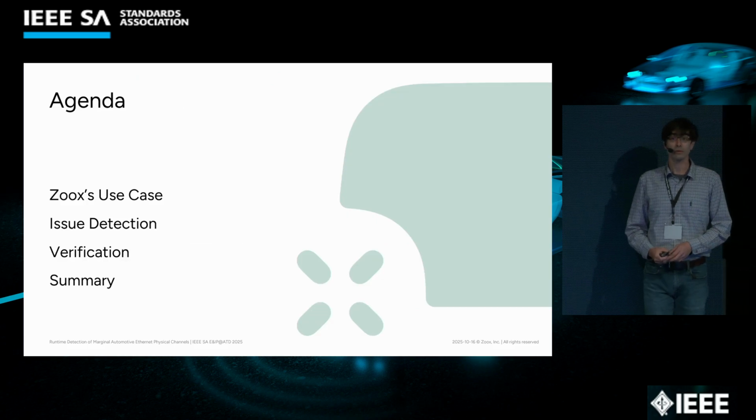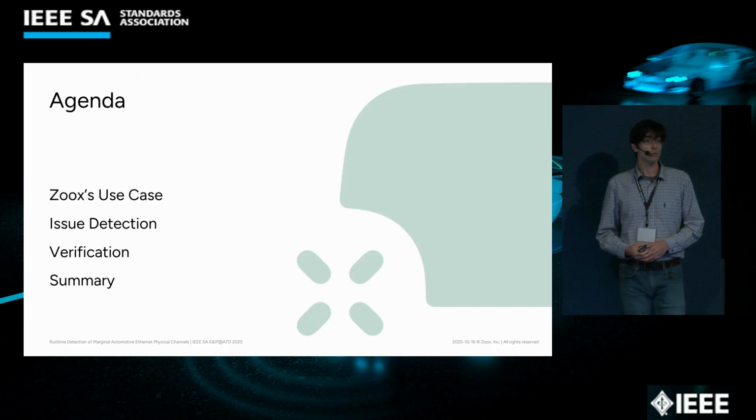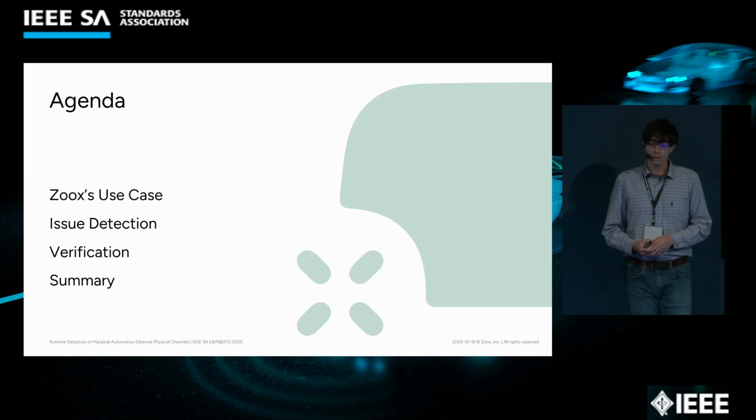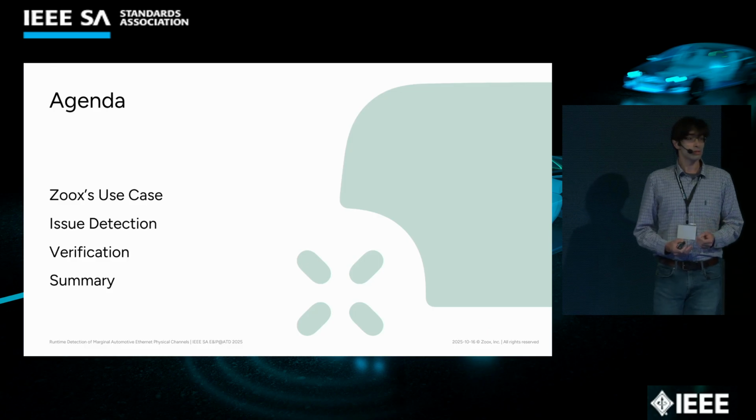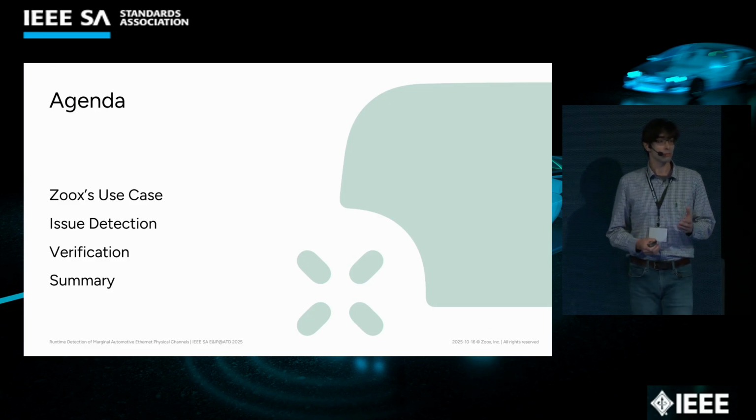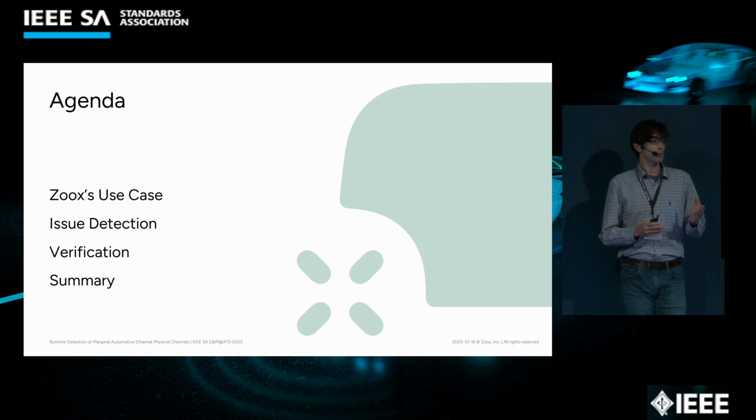A quick overview of our topics today. We'll review the Zūks vehicle services Ethernet use cases. We'll also look at some of the issue detection mechanisms we use for where the data is lost in the vehicle. We'll talk about verification methods for those issue detection mechanisms. And then we'll close the loop with some experimental results.